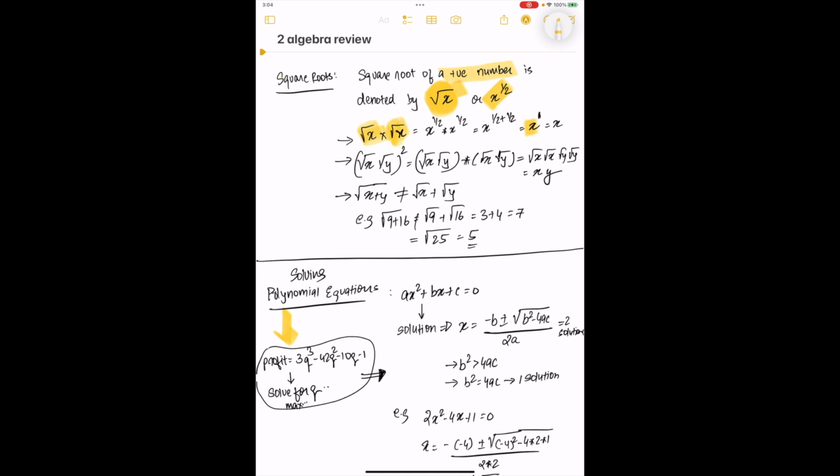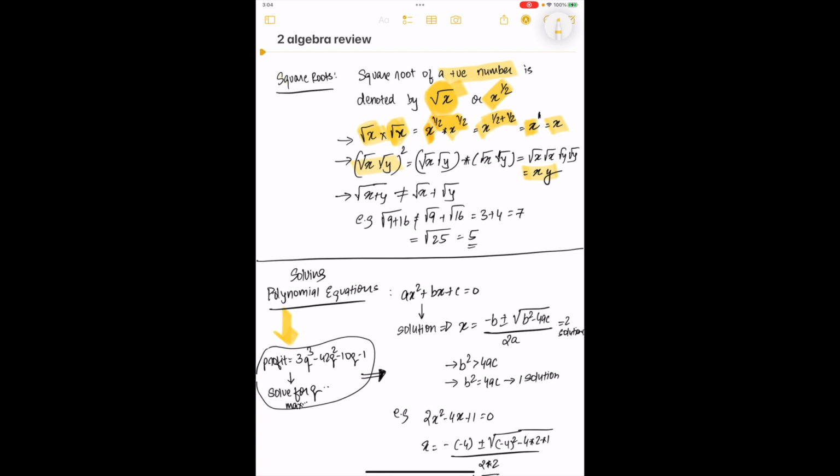So we've seen how square root of x can be written as x raised to 1/2 times x raised to 1/2, and then we can add the two exponents, and we get x. So square root of xy squared is the same as xy.